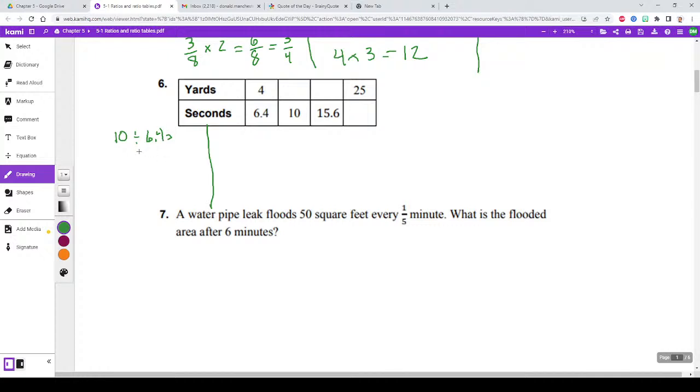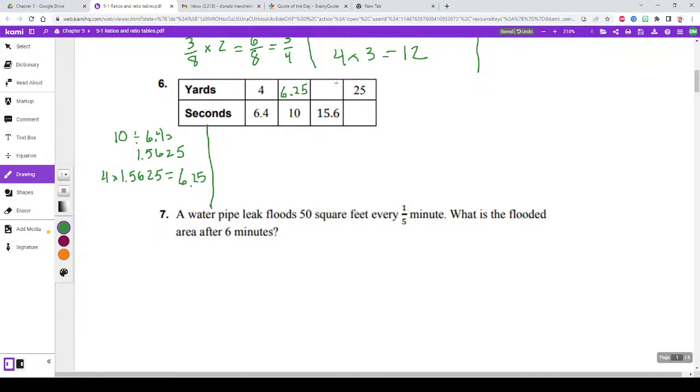Gives me 1.5625, and I'm going to multiply that by 4. 4 times 1.5625. So I take this number and I times it by 4, and that gives me 6.25. So this first value is 6.25.